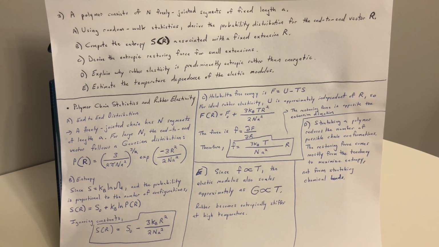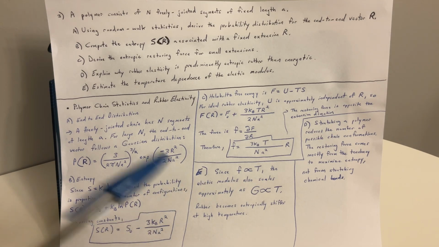Part D, explain why rubber elasticity is predominantly entropic rather than energetic. Stretching a polymer reduces the number of possible chain conformations. The restoring force comes mostly from the tendency to maximize entropy, not from stretching chemical bonds. Okay, that's letter D.